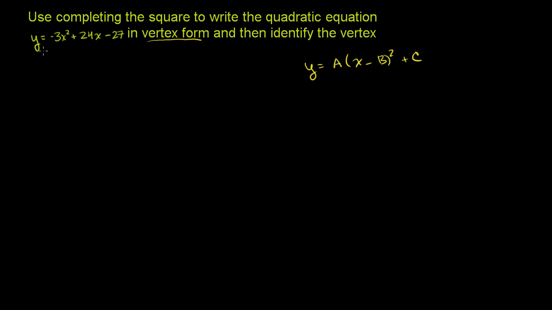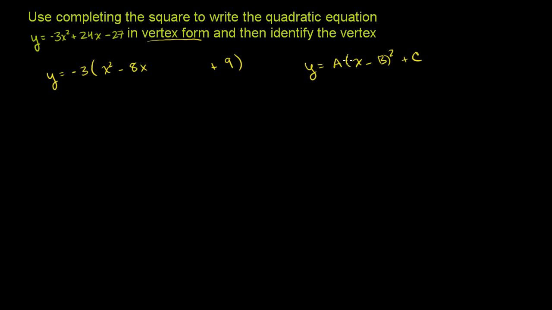If we just rewrite it, the first thing that immediately jumps out at me is that all of these numbers are divisible by negative 3. And I always find it easier to manipulate an equation if I have a 1 coefficient out in front of the x squared. So let's factor out a negative 3 right from the get-go. We can rewrite this as y is equal to negative 3 times x squared minus 8x, since 24 divided by negative 3 is negative 8, plus 9. Negative 27 divided by negative 3 is positive 9. And let me write the positive 9 out here, and you're going to see in a second why I'm doing that.